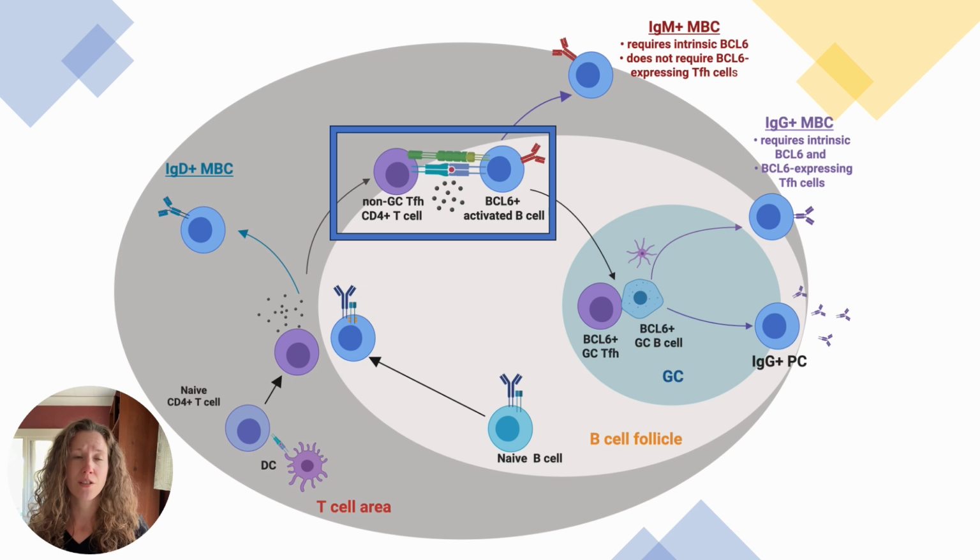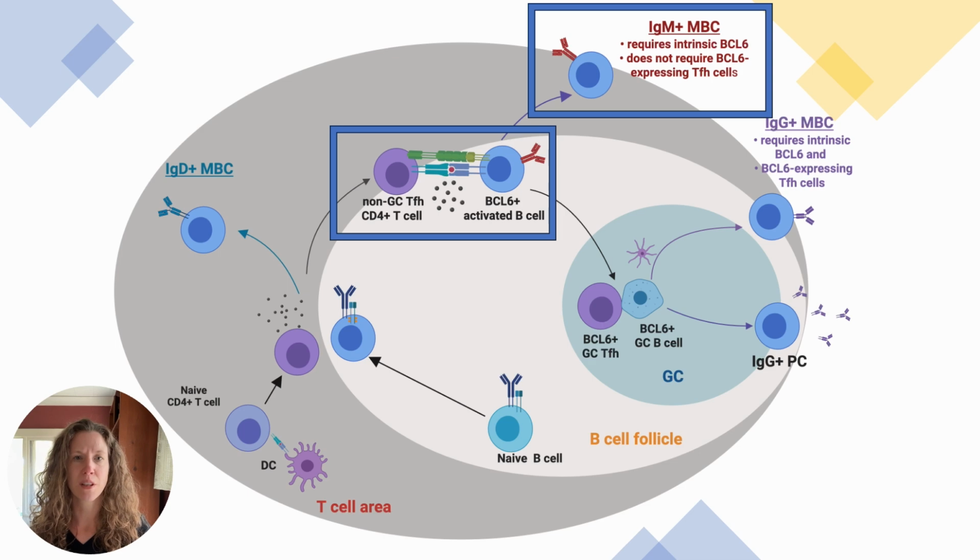We have added to the knowledge in the field about how some memory B cells are formed, specifically the IgM memory B cells that are phenotypically similar to class switch memory B cells. Both populations require intrinsic BCL6 expression that is dependent on the presence of CD4 T cells. However, the IgM memory B cells do not need to go through a germinal center on their way to becoming a memory B cell. These studies help us to better understand the developmental requirements of functional memory B cell populations.